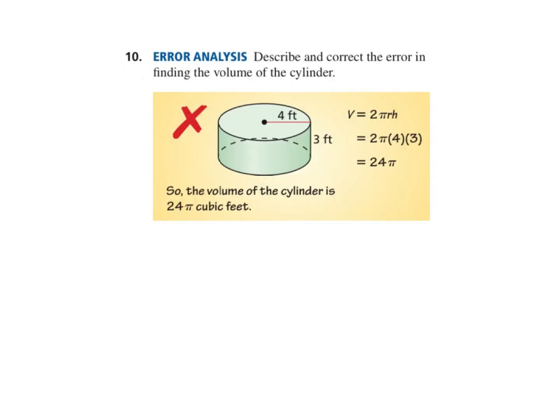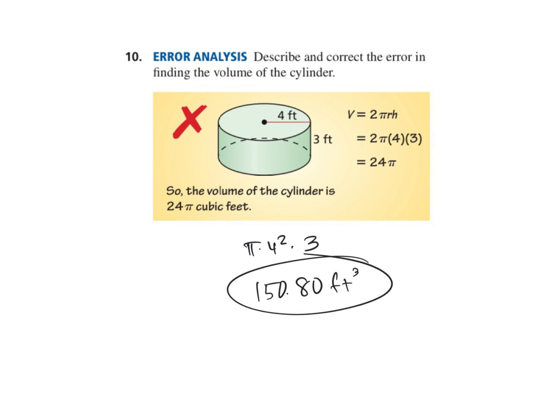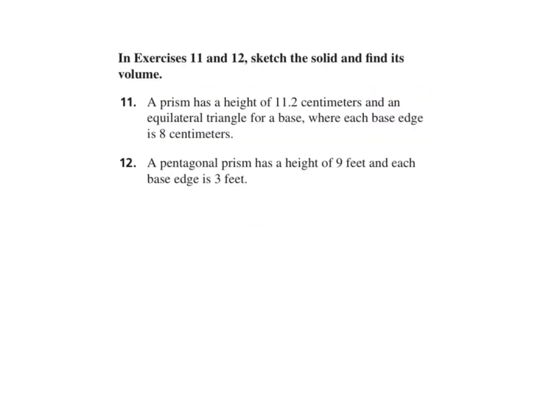And what do we do wrong here? Let's do it first. So the area of the base is pi times 4 squared times the height of the figure, 3. So 16 times pi times 3 gives us 150.80 cubic feet. All right, so what did they do wrong? They did 2 pi r. Well, 2 pi r is the circumference of a circle. So they didn't use the area of a circle formula.